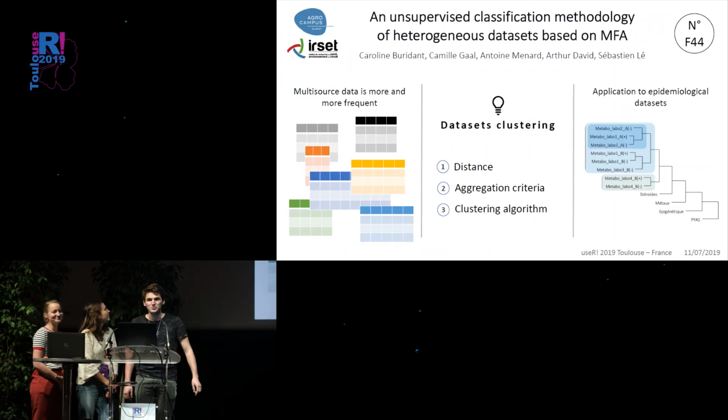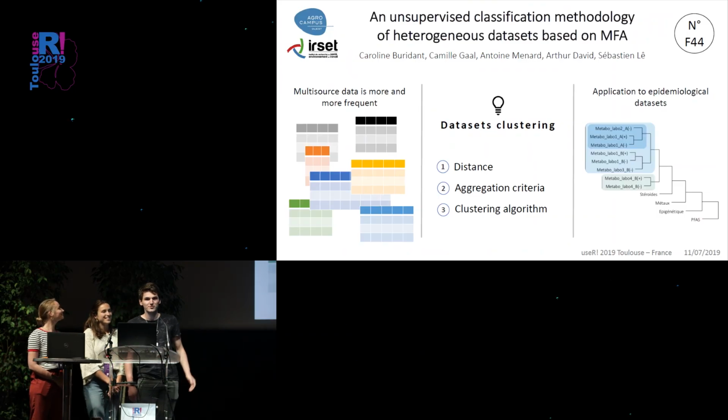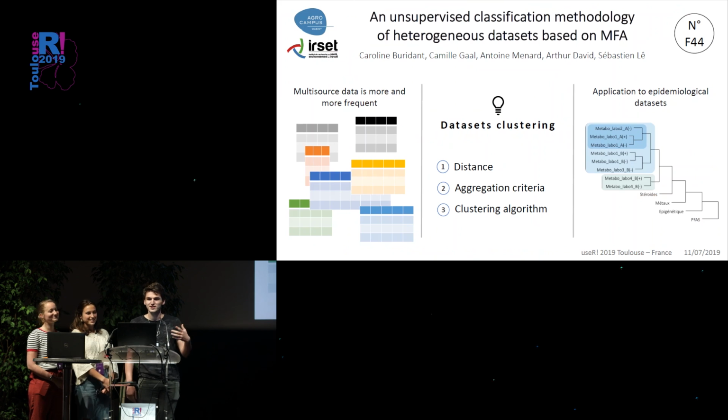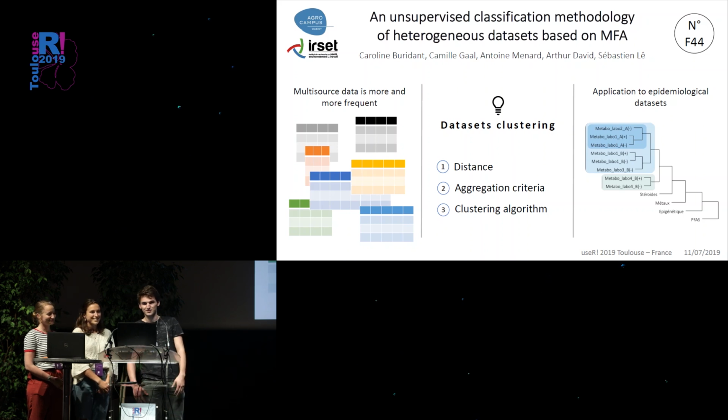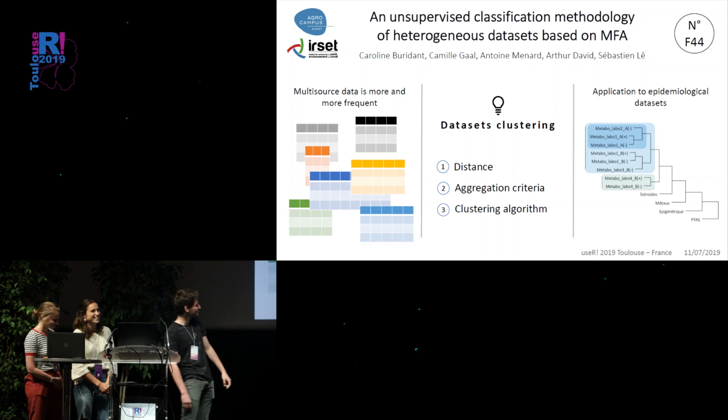So briefly, to present our poster, the F44, we introduce a method to clusterize multiple and heterogeneous datasets. We based our approach on a distance criteria, the RV coefficient, and on the specific aggregation criteria based on the multiple factorial analysis. So if you want to see more and experiment more with us, we are happy to answer your questions. Come and see us at the F44 poster. Thank you.